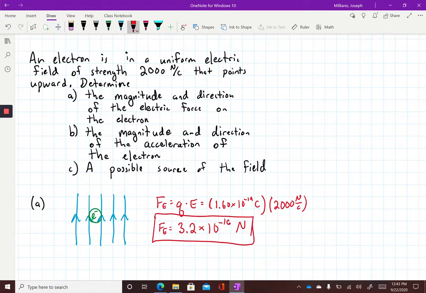And I want to do a unit analysis over here. I had coulombs canceling with the per coulomb in my field strength. I'm left just with newtons overall, which is the unit of a force. So I am happy. Which direction will that force be? It may be tempting to say that the force is upwards because the field is upwards, but that's only true for a positive charge. Electrons go upstream in electric fields. So the electric force on an electron is downwards. So the direction here is down. All right, so there's our part A.